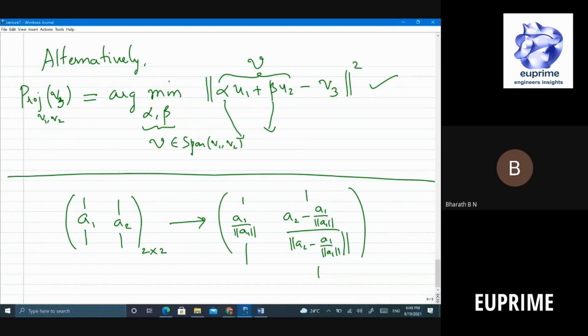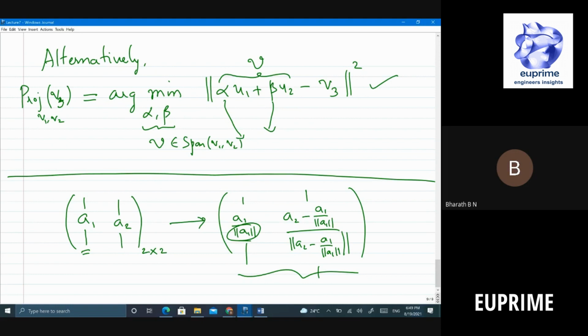So now this is a normal vector. If I want to get back the original, what should I do? So now, how do you get A1 from this? All that I have to do is scale it with the norm of A1, right? Then I get A1.